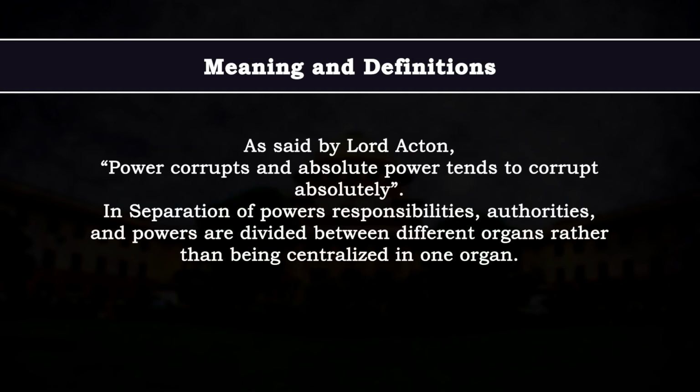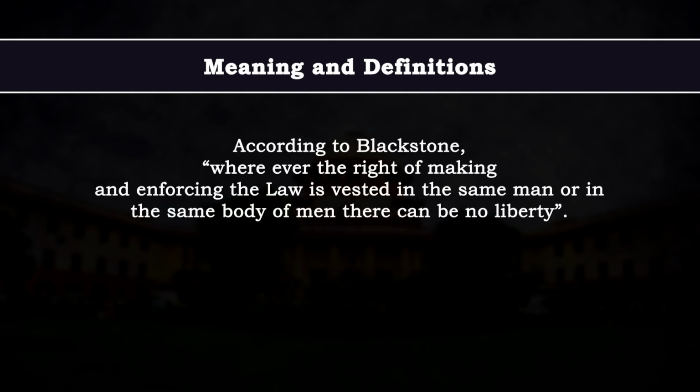As very well stated by Lord Acton, power corrupts and absolute power tends to corrupt absolutely. In separation of powers, the responsibilities, authorities and powers are divided between different organs rather than being centralized in one organ. According to Blackstone, wherever the right of making and enforcing the law is vested in the same man or in the same body of men, there can be no liberty.